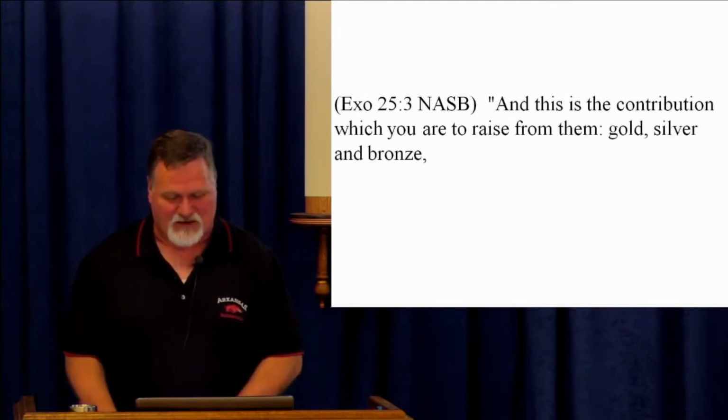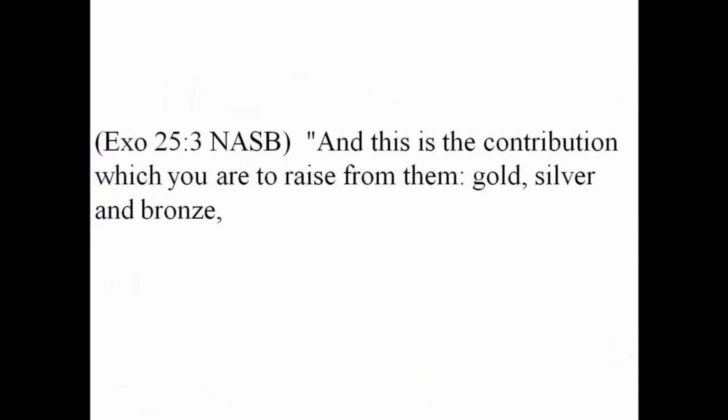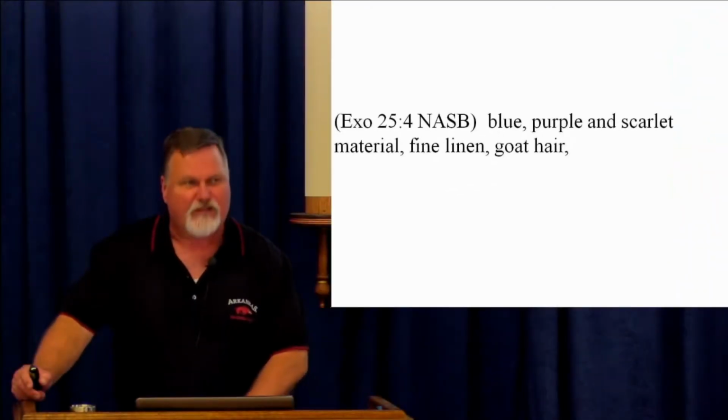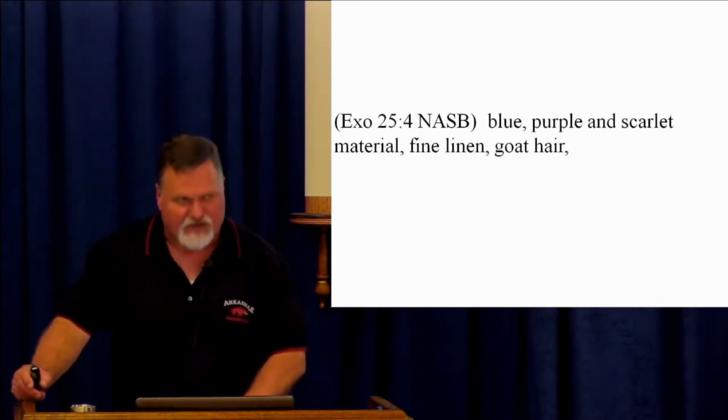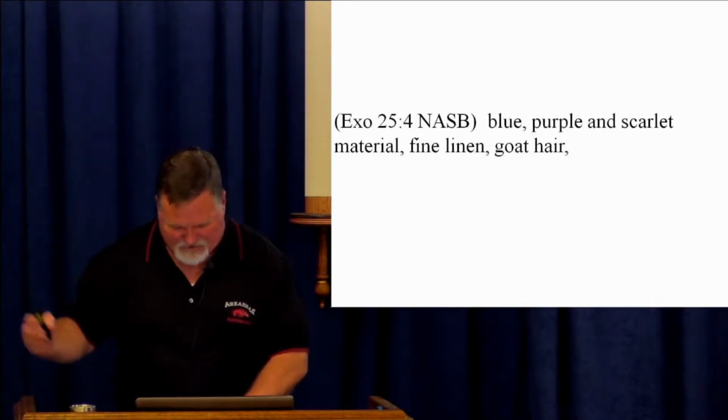Verse 3 of Exodus 25, "And this is the contribution which you are to raise from them: gold, silver, and bronze." The metals are listed in descending order of value. Verse 4, "Blue, purple, and scarlet material, fine linen, and goat hair." Now, blue, purple, and crimson yarns are the most expensive dyed yarns of antiquity. The sequence, once again, designates their value.